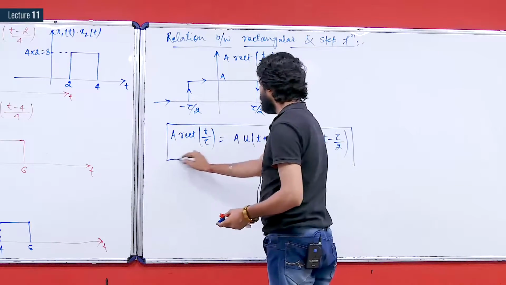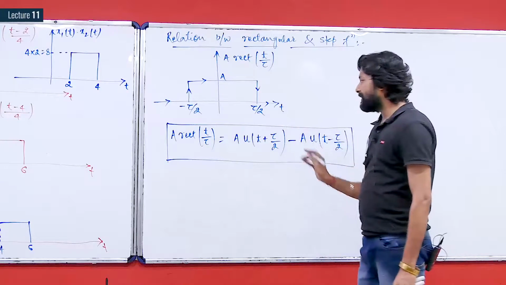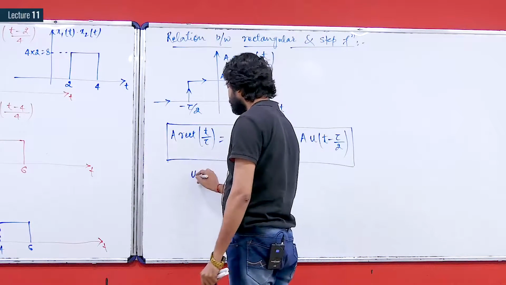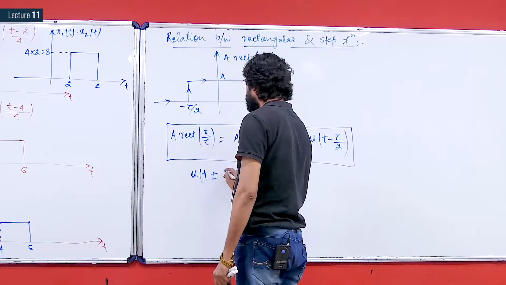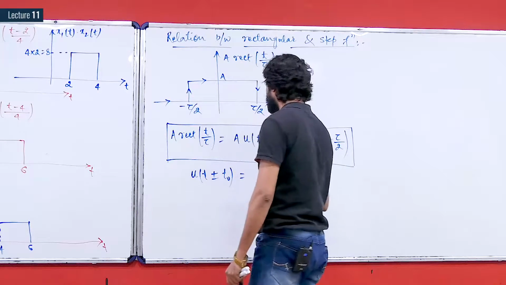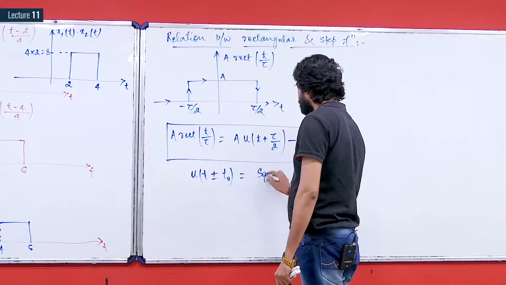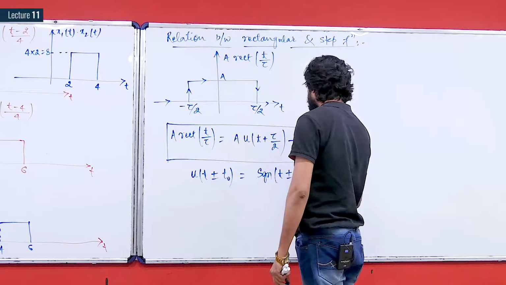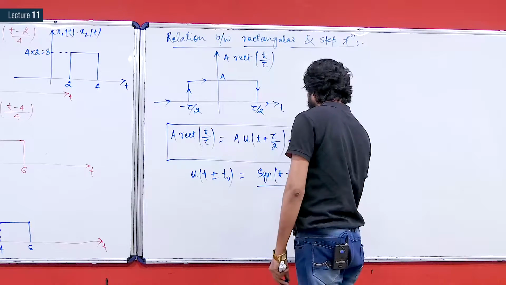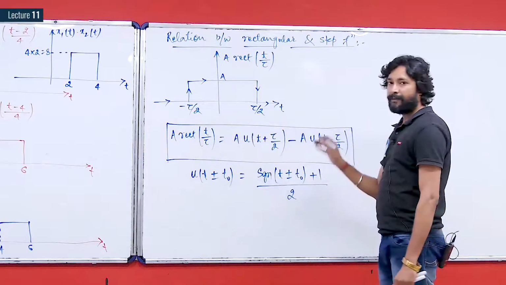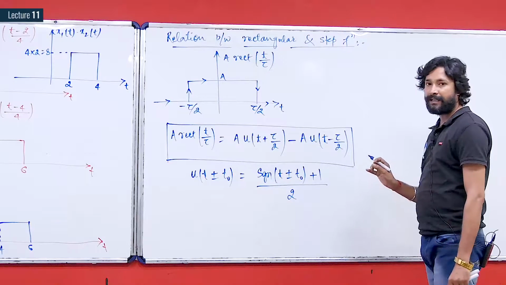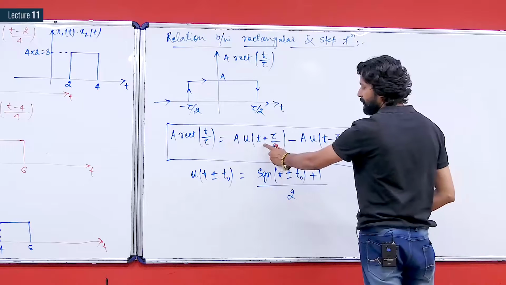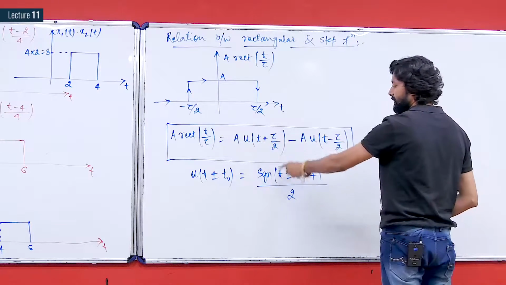Now you have also seen that we can represent any step function in terms of signum function, and we have represented that u of t plus or minus t naught can be simply obtained by taking signum of this value, whatever it is, t plus or minus t naught, plus 1, divided by 2. So if we can express a rectangular function in terms of step function, then we must represent it in terms of a signum function as well. So we are just going to substitute the values of these step functions in terms of signum function.